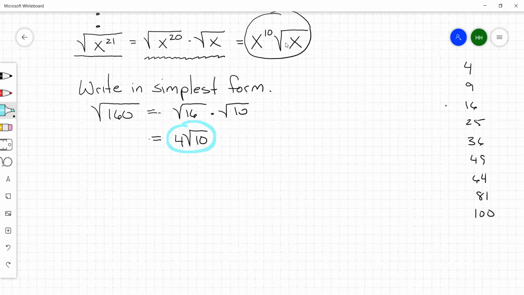No perfect squares are left under the radical. There's no perfect square factors in 10. Only factors of 10 are 1 and 10 and 2 and 5. All right, so there's your simplest form. So let's try 72, square root of 72.